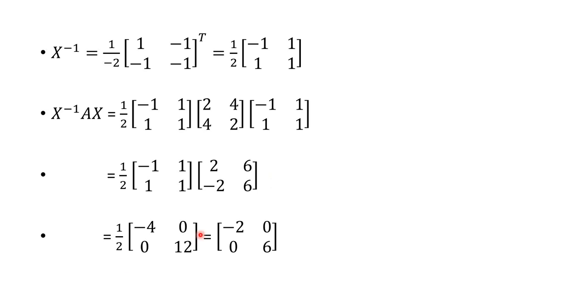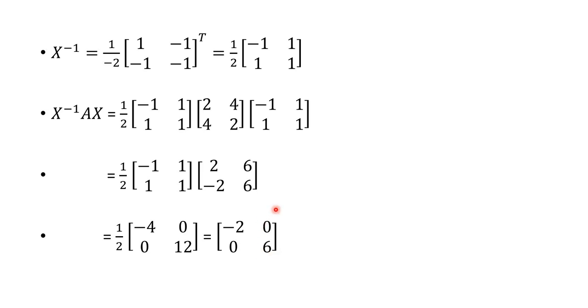Then again you take the product. We have 1 by 2 into: -1 into 2 is -2, -2 gives -4. -1 into 6 is -6 plus 1 into 6 is 6, so -6 plus 6 is 0. 1 into 2 is 2 plus 1 into -2 is -2, 2 minus 2 is 0. 1 into 6 is 6 plus 1 into 6 is 6, 6 plus 6 equals 12. And dividing by 2, we have the matrix -2 0 0 6. This is the diagonal matrix with the diagonal entries being our eigenvalues -2 and 6.